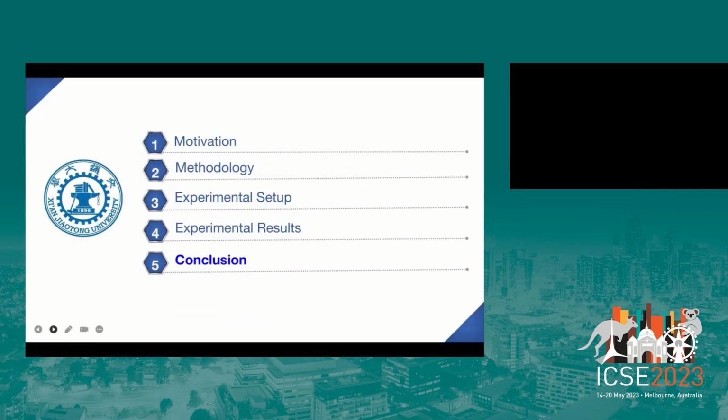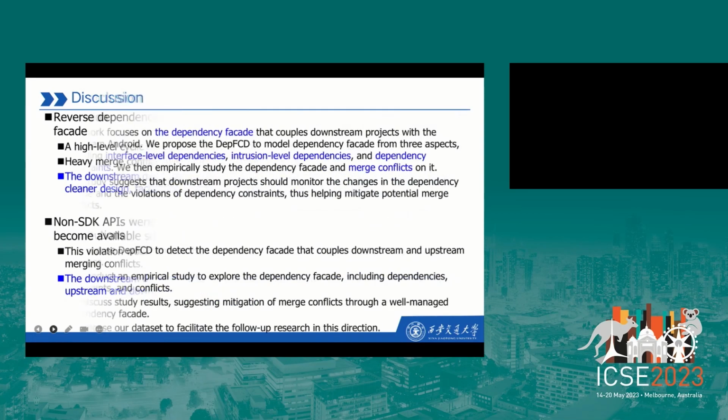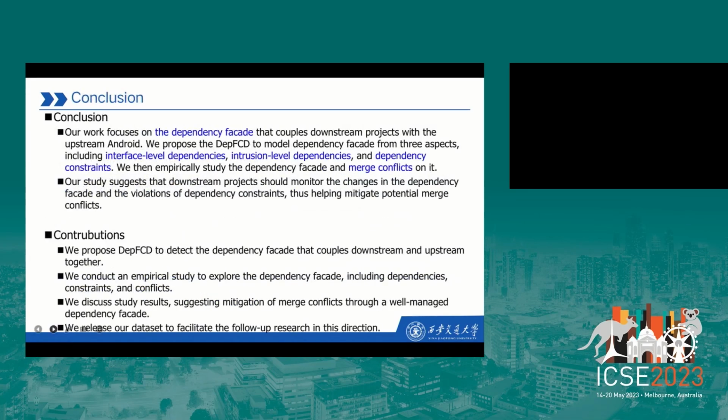And finally, it's our conclusion. We suggest that the downstream development should monitor the dependency facade change to keep a clear design, facilitating the prevention of merge conflicts, and also they should detect dependency restriction violations during the development. Finally, our work focuses on the dependency facade that couples the downstream projects with the upstream Android. And we suggest that the downstream projects should monitor the change in the dependency facade and the violations of dependency constraints, thus helping mitigate the potential merge conflicts.